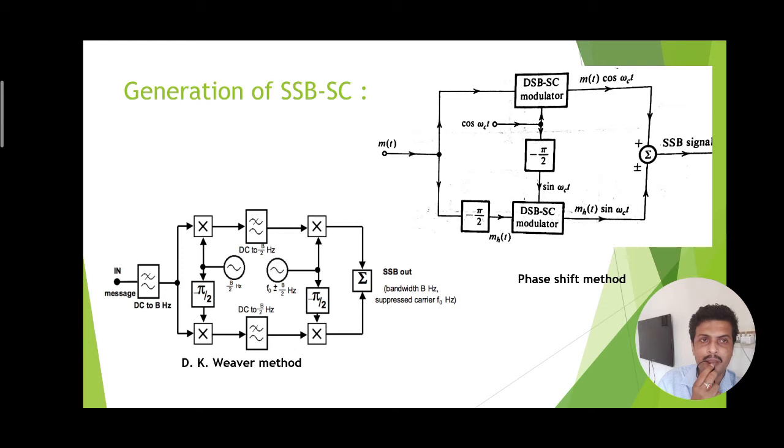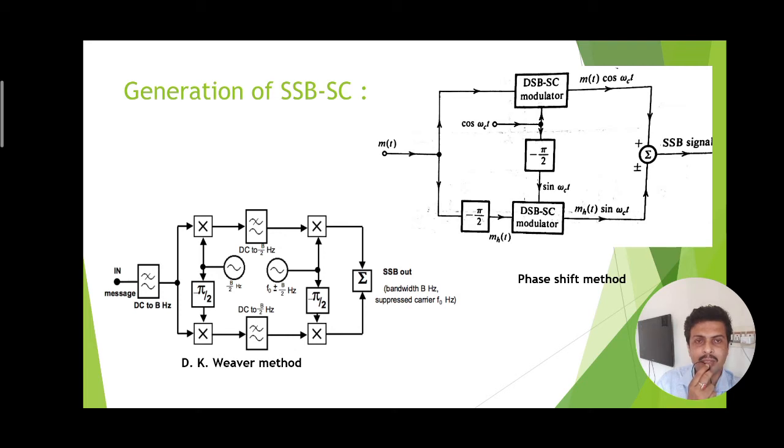So these two are multiplied, and thereafter we are getting m_h(t) sin ω_c t. Similarly, at the top product modulator we are getting m(t) cos ω_c t. Now if these two signals are added or subtracted, we can get the upper sideband or lower sideband.